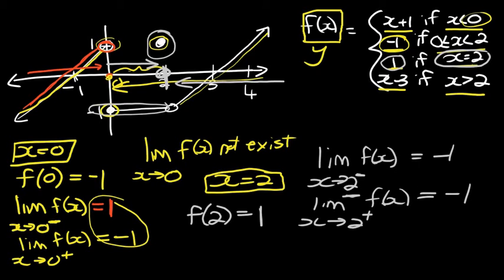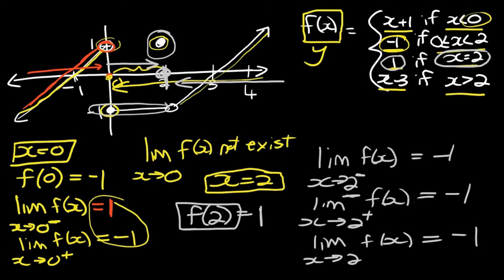Because the right hand and left hand limits are exactly the same, we can say the limit of f(x) as x approaches 2 is negative 1. Remember, we are working with limits here. It's approaching 2, not necessarily reaching 2. We know that if we substitute 2 into f(x), we actually get 1. But here the limit does exist, and it is negative 1.